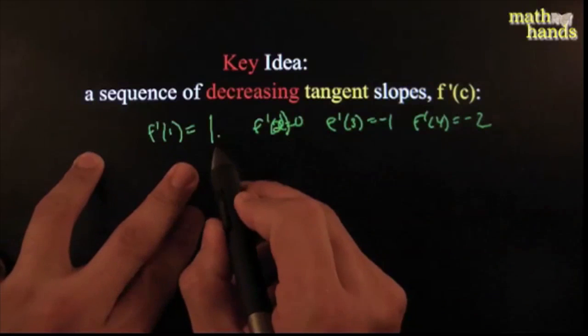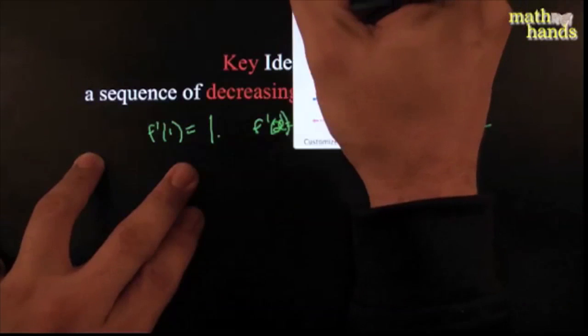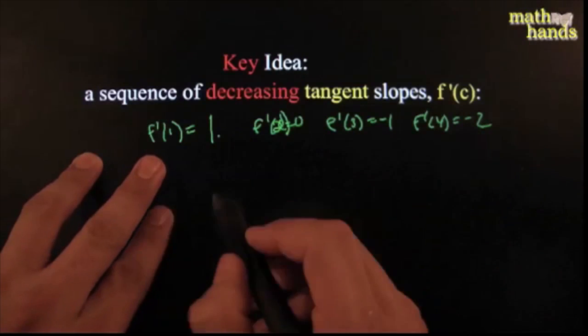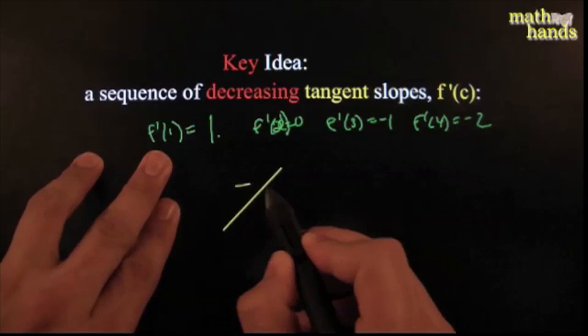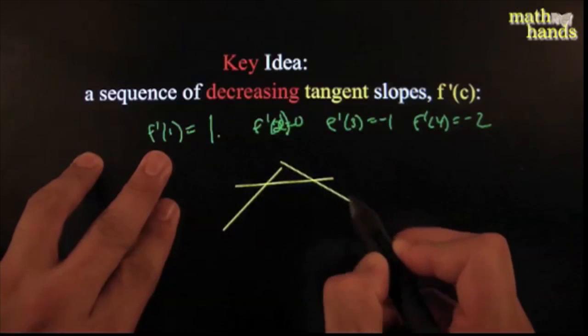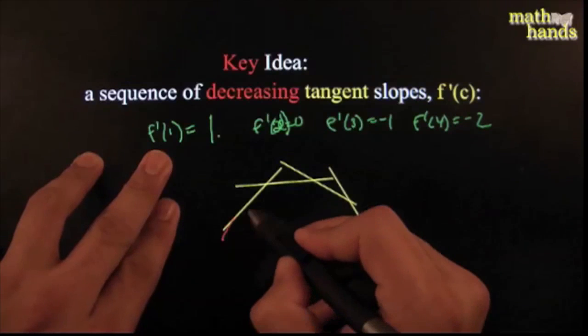Decreasing slopes from 1 to 0 to -1 to -2. That's decreasing. What happens to the tangent slopes? Well, if at 1 your slope is 1, then 0, you're part of the same curve, then -1, then -2. Oh my goodness, look what that tells you about the shape of the original graph.